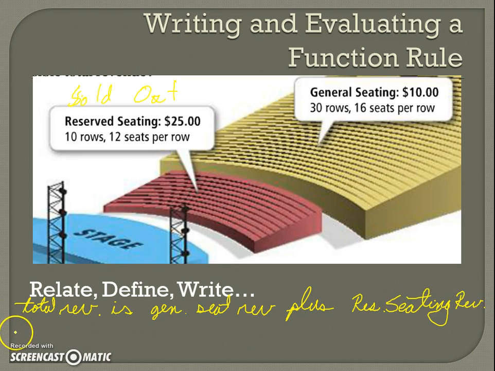And then I need to identify a couple variables. So I'll say the total revenue is represented by a capital R. And then I'm going to say that N is the number of general tickets sold.